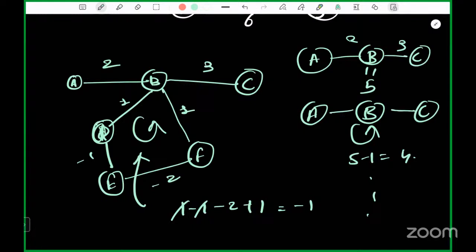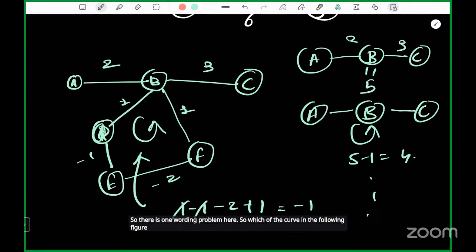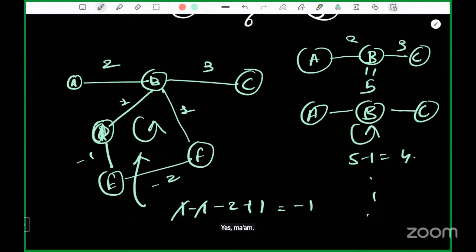So there is one wording problem here. Which of the curves in the following figure enclosed the negative area on the x-axis in the closed interval? That's your question, right? So here the answer is 2 and 3, but they have 2 and 4 as the answer.